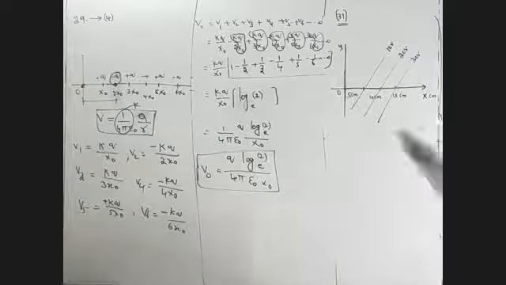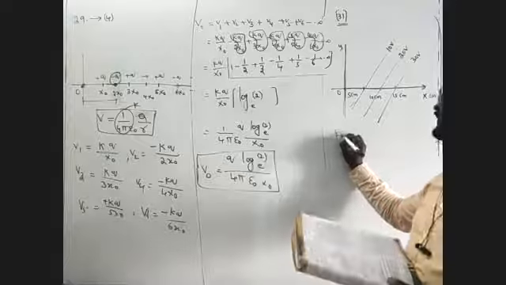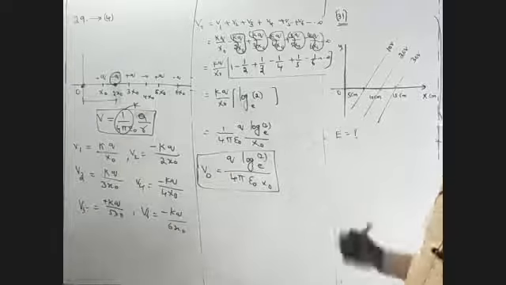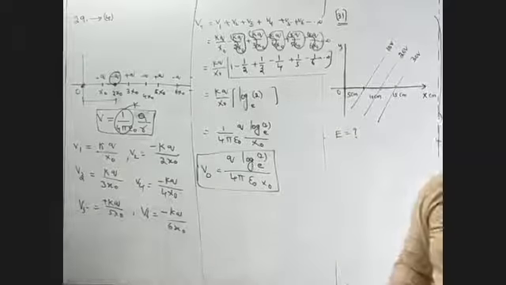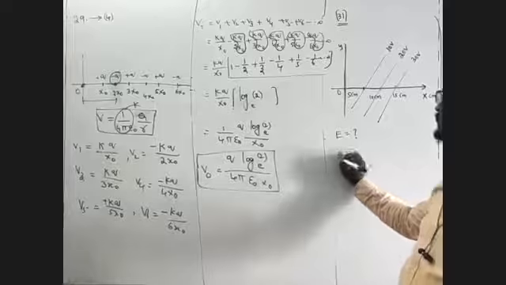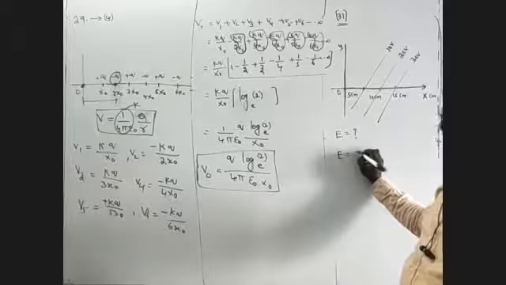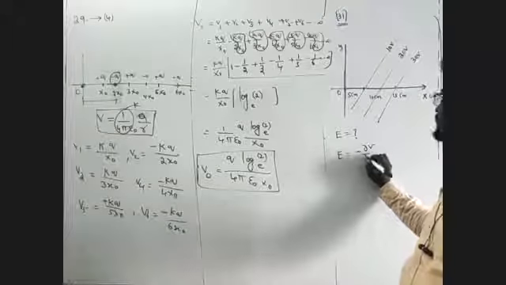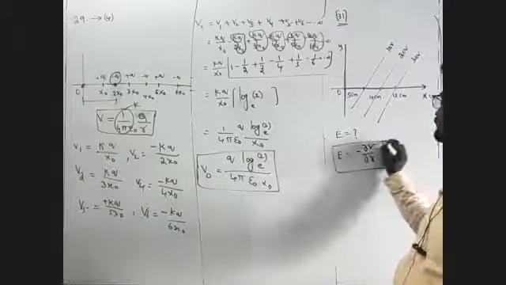Now we have to find out the electric field strength. We know the relation very well. So what is the relation? E is equal to minus dV by dr. We have the relation.